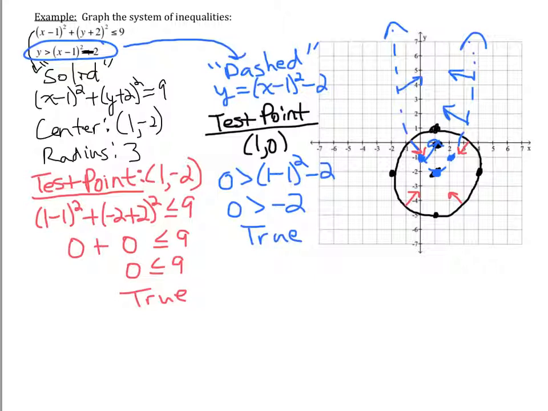And so my solution set has to be inside of the parabola and inside of the circle. The only regions where that happens are these points in the middle, these points right here. And so my solution set will only include that region right there. Those are all the points that I can plug into both of these inequalities and satisfy them both at the same time. And this concludes our video on systems of inequalities.